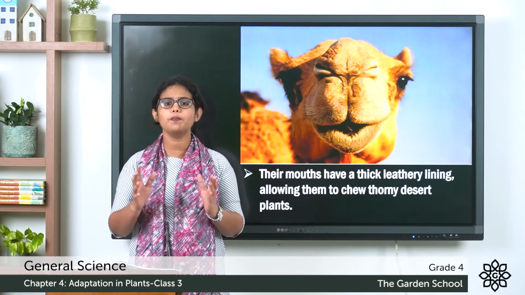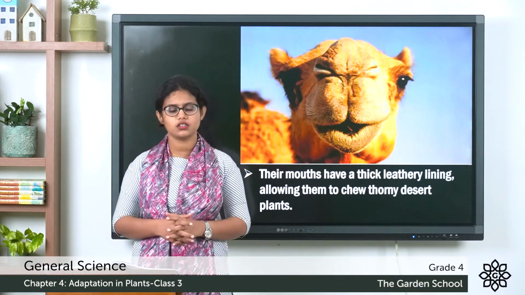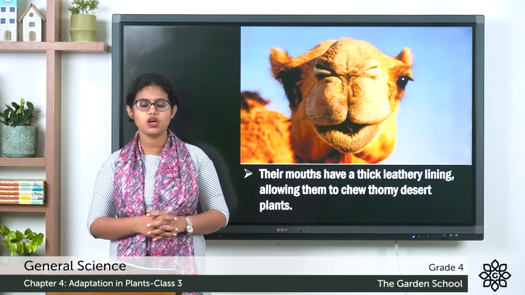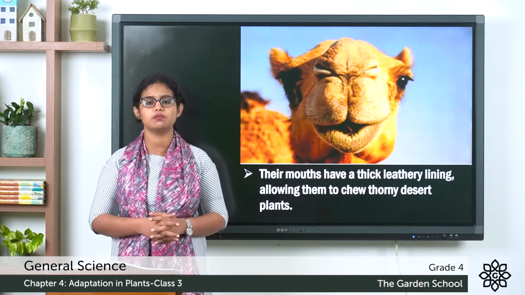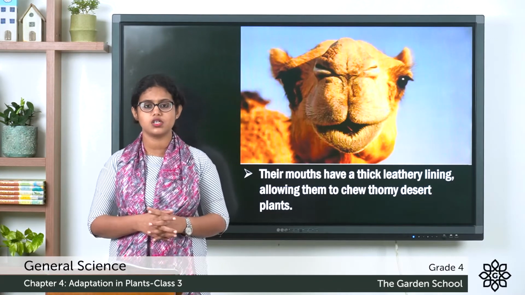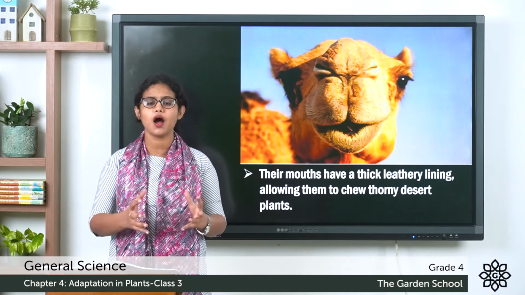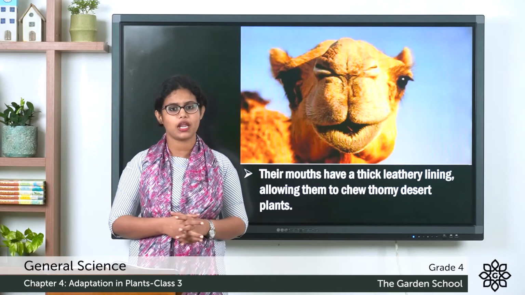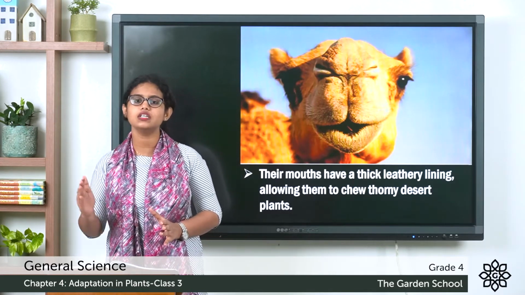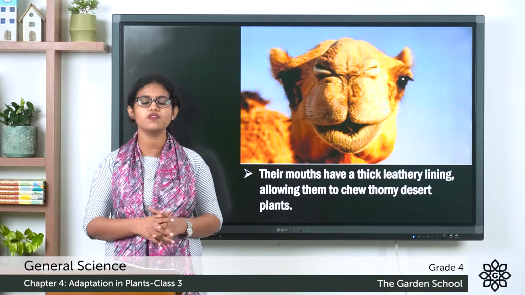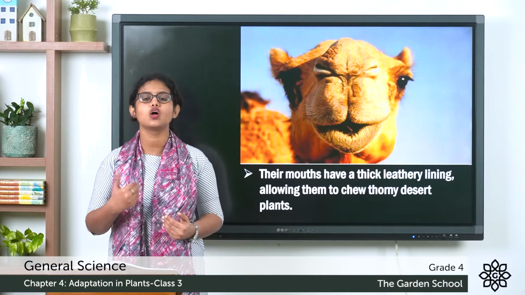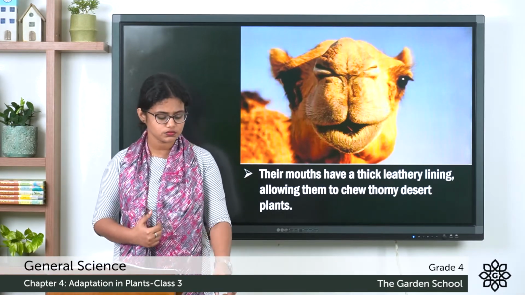The inner portion of their mouth is leather-like. You know why it is like that? Because it allows them to chew thorny plants. In deserts, there are many thorny plants, so this type of leather-like mouth helps them to chew thorny plants. This mouth structure makes it different from that of other animals. So what kind of mouth does it have? A leather-like inner portion of the mouth that helps them to chew thorny plants like cactus.